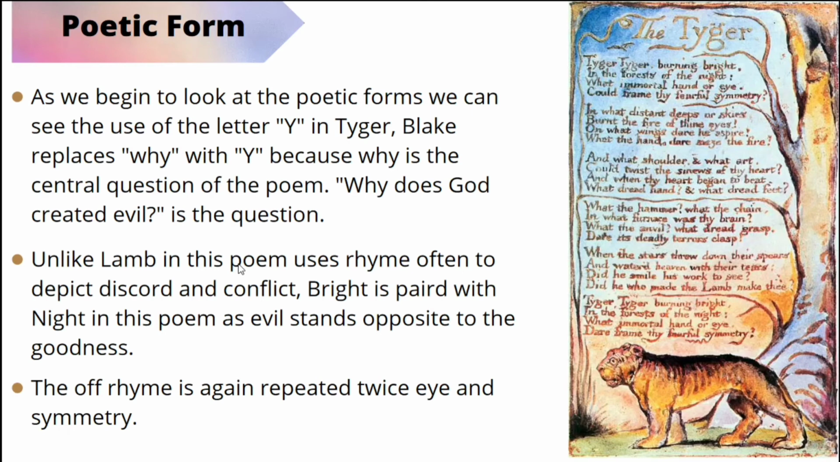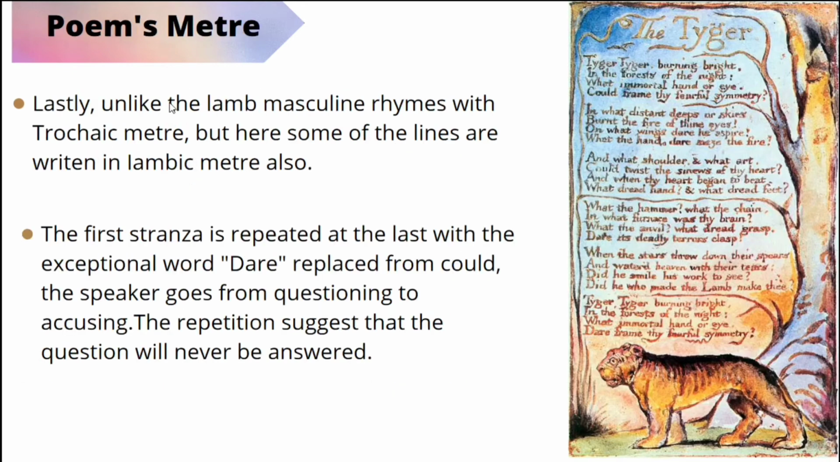Unlike the lamb, this poem uses rhyme often to depict discord and conflict. Bright is paired with night in this poem, as evil stands opposite to the goodness. The off rhyme is again repeated twice, eye and symmetry. Lastly, unlike the lamb, masculine rhymes with trochaic meter, but here some of the lines are written in iambic meter also.